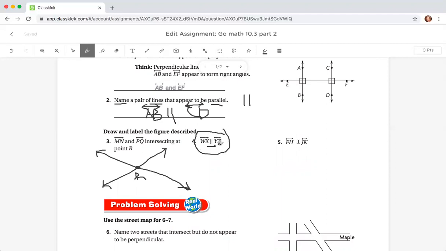So you're going to draw one line, WX. It's a line, it has arrows on each end, and it's parallel to line YZ that you draw. Here it's telling you that these two lines, again, they're lines, they have the symbol for line above them, are intersecting this time, okay?